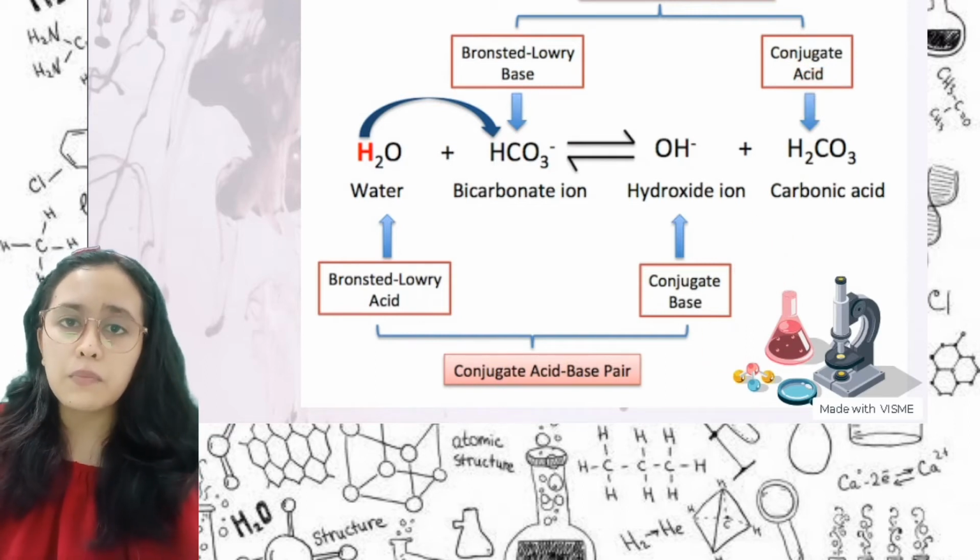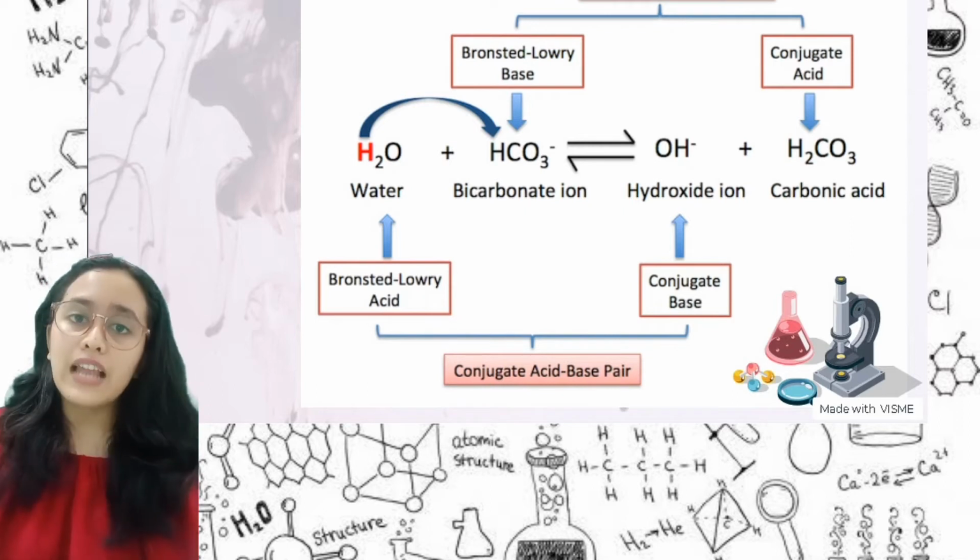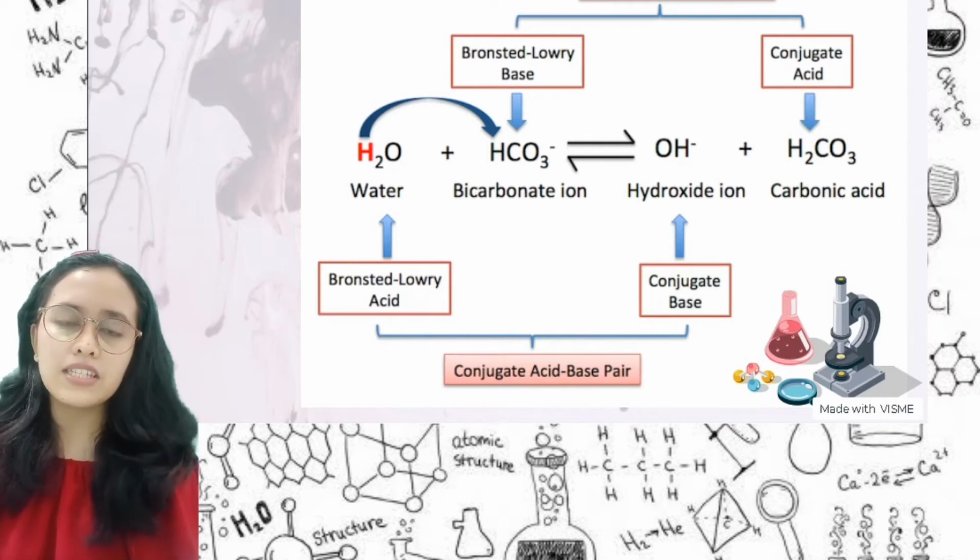So, Bronsted-Lowry base and conjugate acid is a conjugate acid-base pair. Also, Bronsted-Lowry acid and conjugate base is a conjugate acid-base pair. The last theory is about Lewis theory.